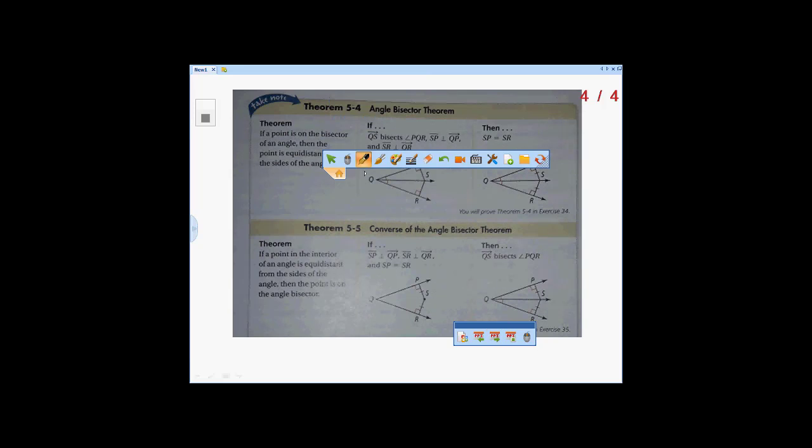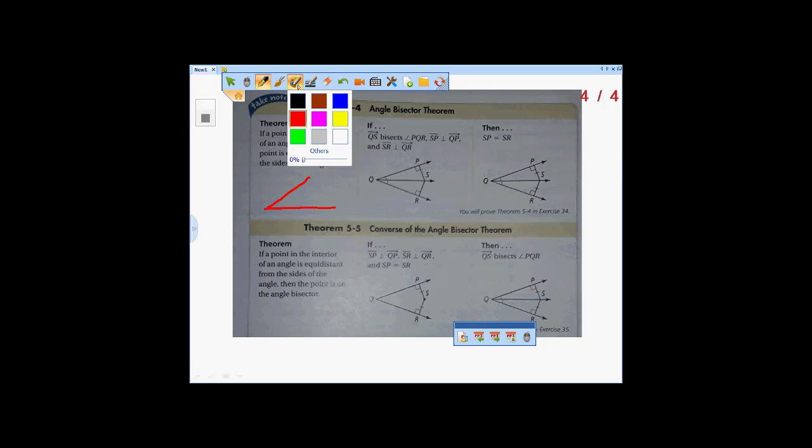Here I have the angle bisector theorem. What is the meaning of angle bisector? Before we go to the theorem, if I have an angle like this and I draw a line, this line bisects this angle. It means the measure of this angle must be equal to the measure of this angle. That is the meaning of angle bisector.